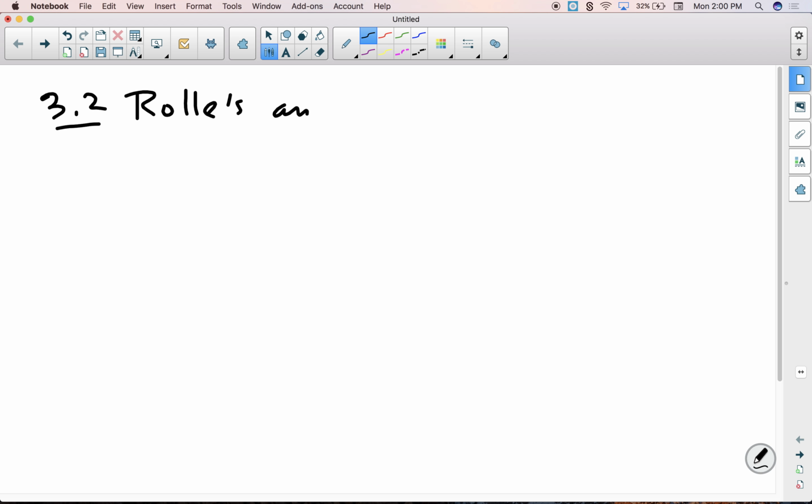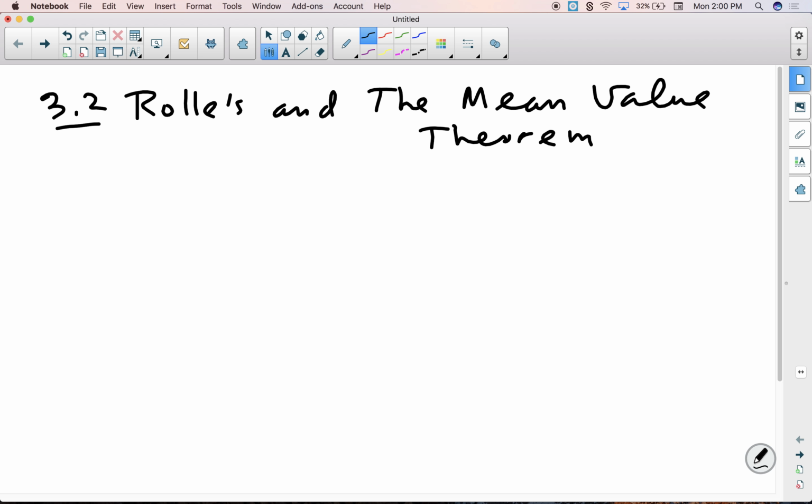Rolle's theorem and the mean value theorems. Okay, I'm going to draw for you a couple of pictures that I want you to associate with these two theorems, and we will discuss some lucid examples and call it a day. All right, so let me start. Let's start with Rolle's theorem.